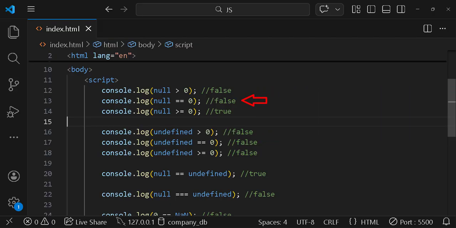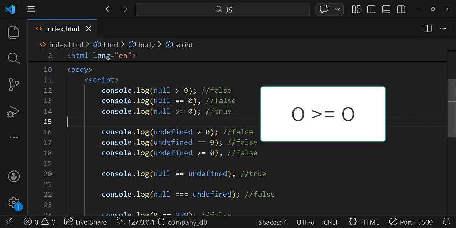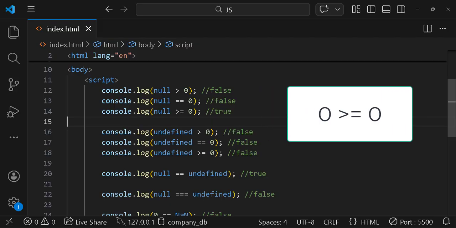Okay. Then we have null double equal to 0. The output is false. The earlier rule does not apply here. That rule is only applicable when a greater or less than sign is present. So here, the null word gets compared to 0. That is obviously false. Okay. Then we have null greater than or equal to 0. As said earlier, the null word gets converted to 0 first. So the expression becomes 0 greater than or equal to 0. Which is obviously true, because 0 is equal to 0.